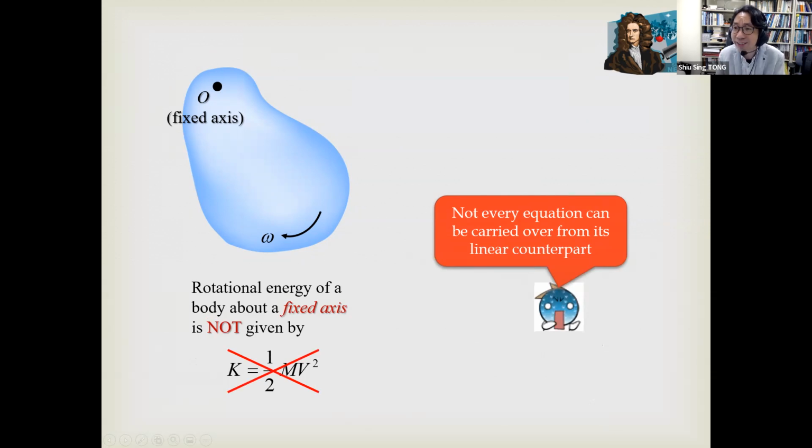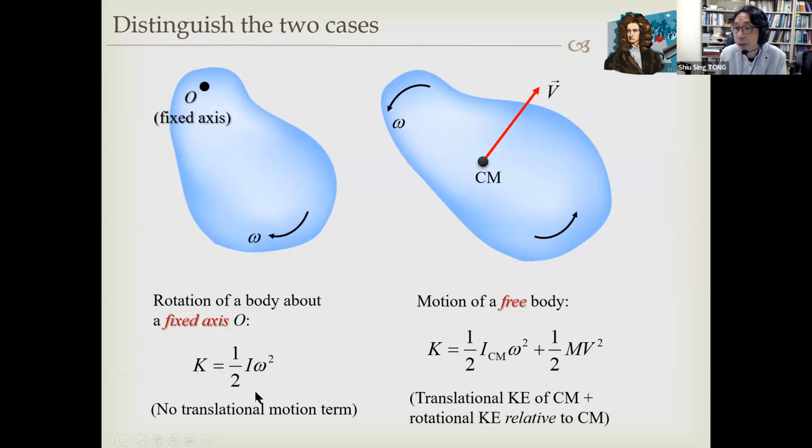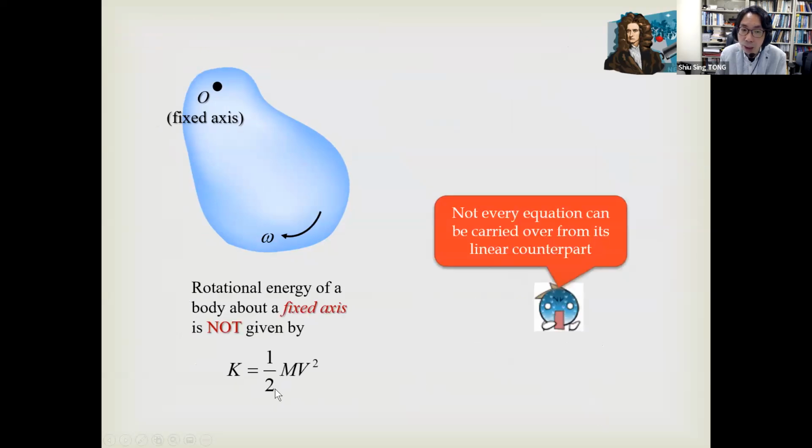But that is not suggested, because for a body rotating about a fixed axis, you can simply use this result, half I omega squared. You don't need to use this formula. So I don't suggest you write this into two terms if that is a rotation about a fixed axis.